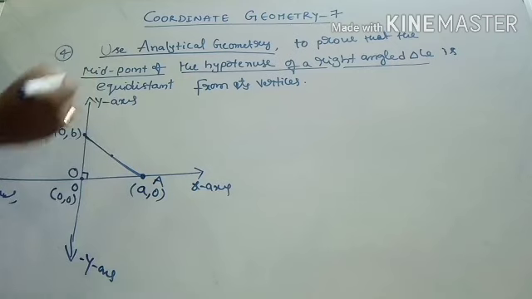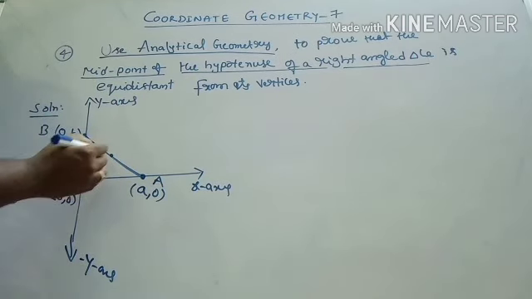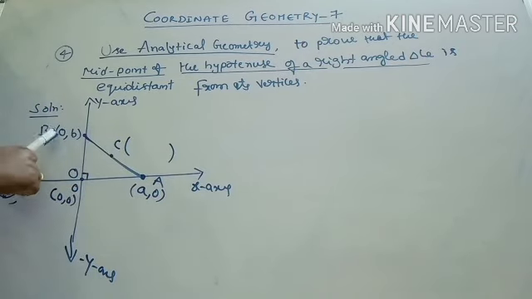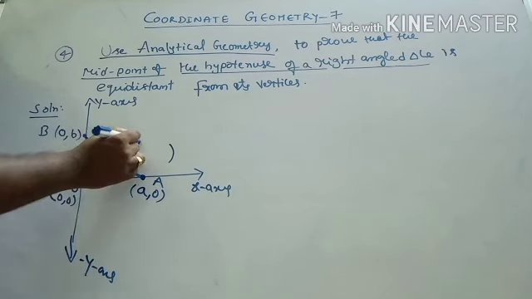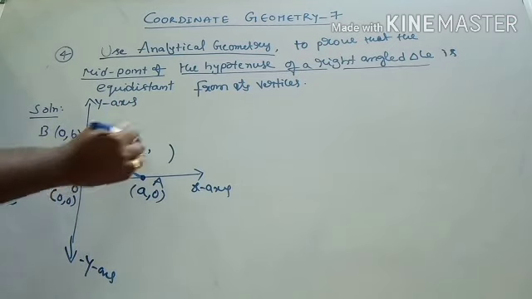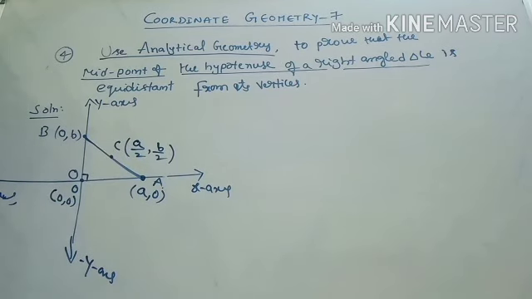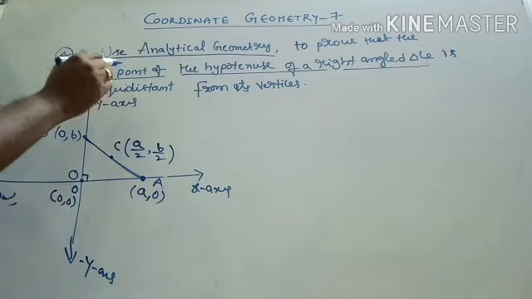Now they are asking to prove that midpoint of the hypotenuse. Now the midpoint of the hypotenuse, let us call this as C, and we know how to find midpoint of it. That is nothing but here midpoint of A and B: (x1 plus x2) by 2, that means (a plus 0) by 2, that is a by 2, right? And (y1 plus y2) by 2, that is (0 plus b) by 2, that means b by 2 is the midpoint.